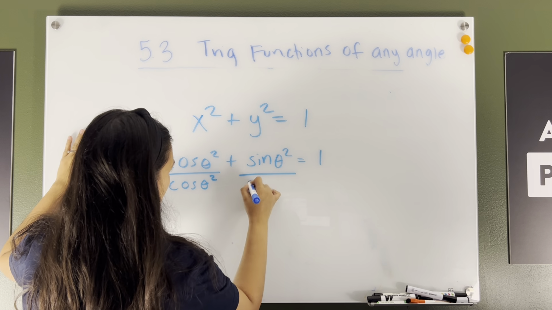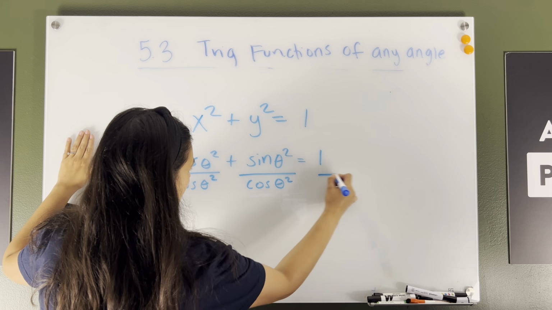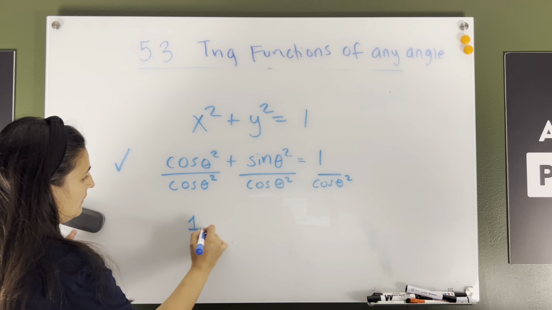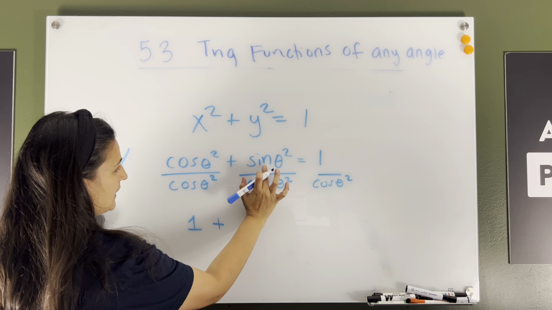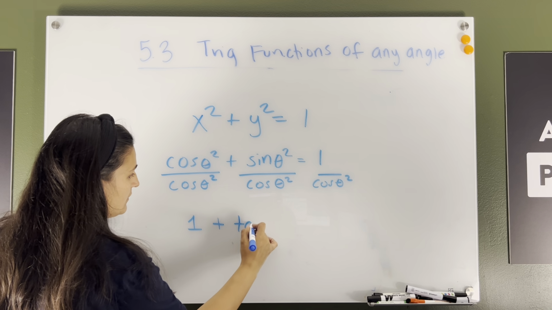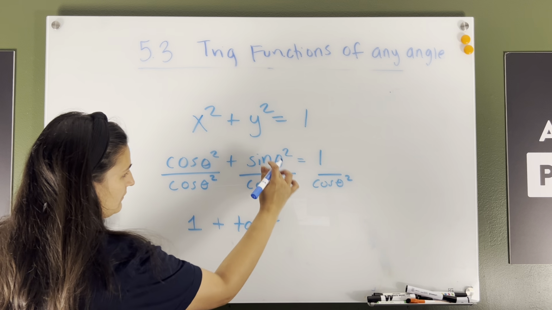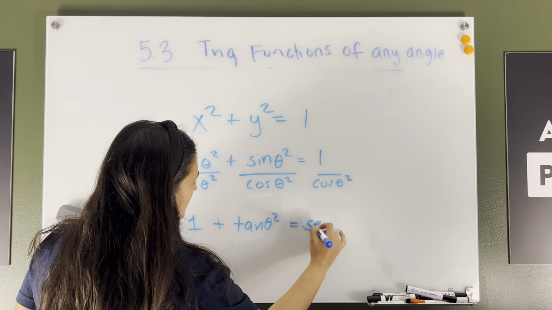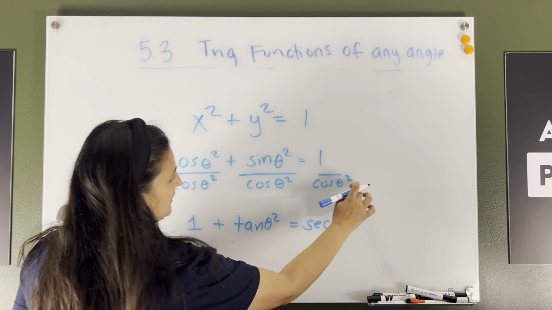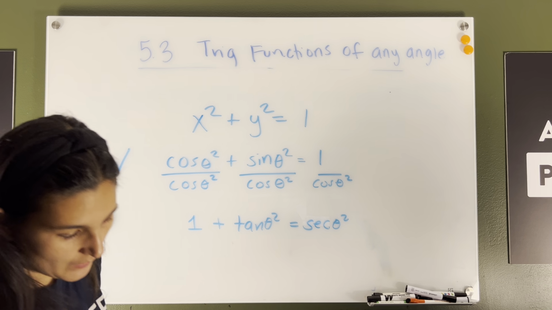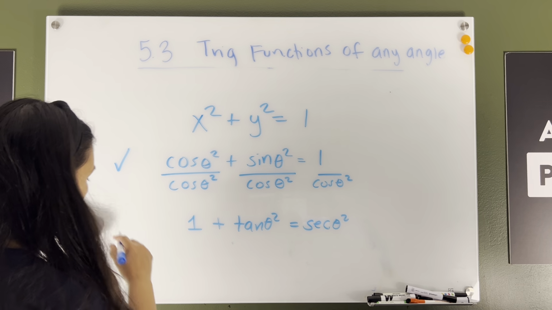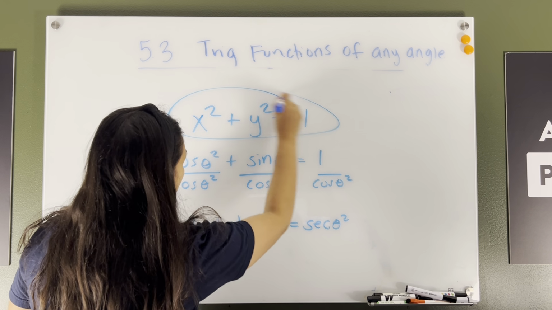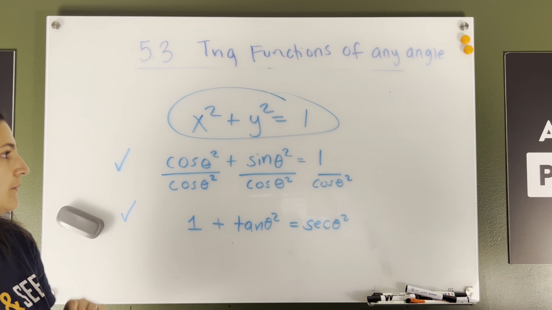Alright, if we were to divide everything by cosine theta squared, you would get 1 here. Here you would get sine divided by cosine, which is tangent squared. And here, what is 1 divided by cosine? And then of course squared, because the cosine was squared. Okay, so that's the other identity. Right, so all you need to know is this formula, and you can get the 3 identities from it.